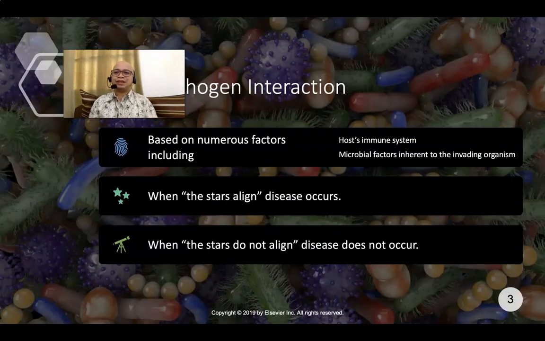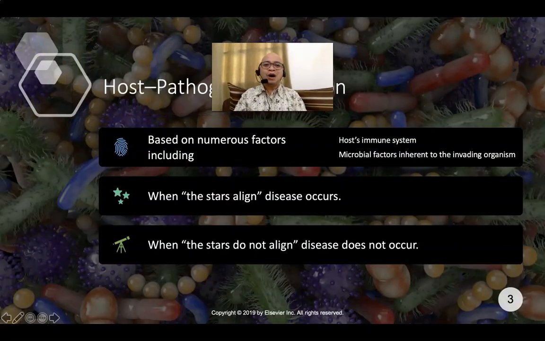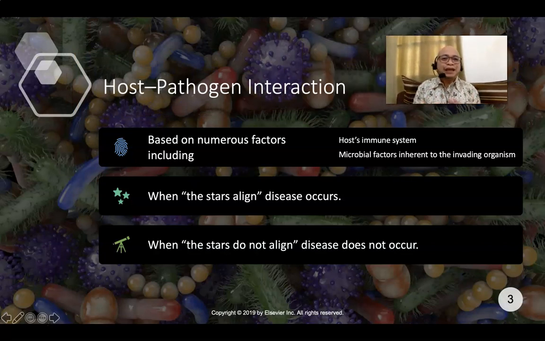So, for the introduction, we know for a fact that the host-pathogen interaction is very important. This interaction is based on numerous factors, most importantly the host immune system. Aside from the host immune system, the microbial factors inherent to invading microorganisms also play a significant role. Virulence factors really matter, such as whether the microorganisms have capsules, endospores, and other virulence factors.